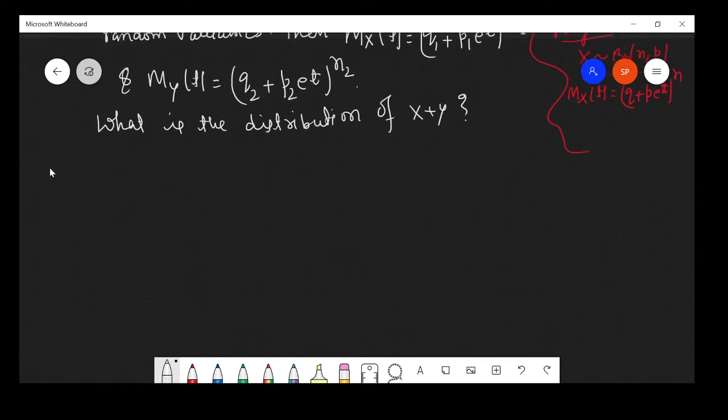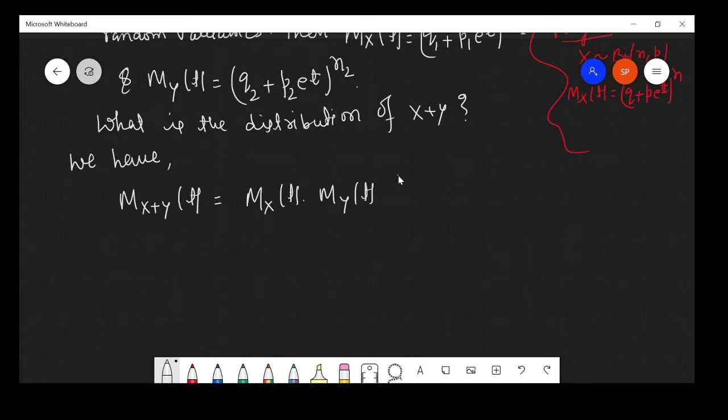Now we have the moment generating function of x plus y of t is equal to the moment generating function of x into the moment generating function of y, since x and y are independent random variables.